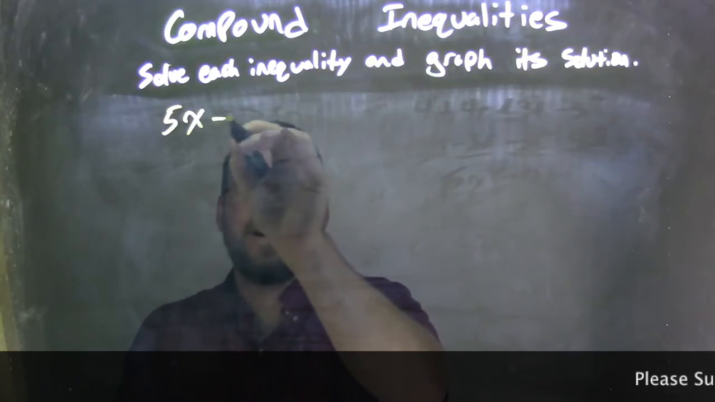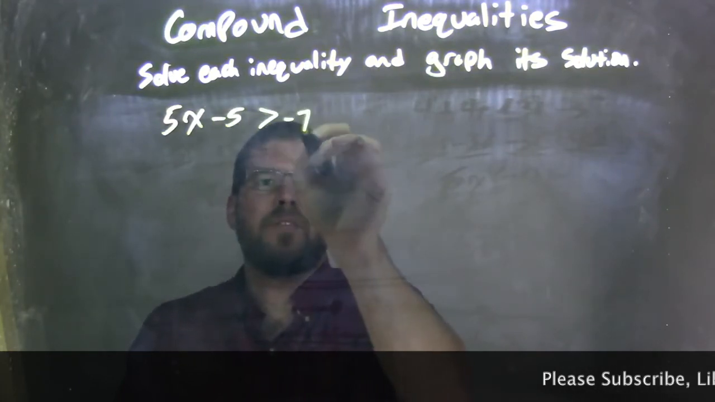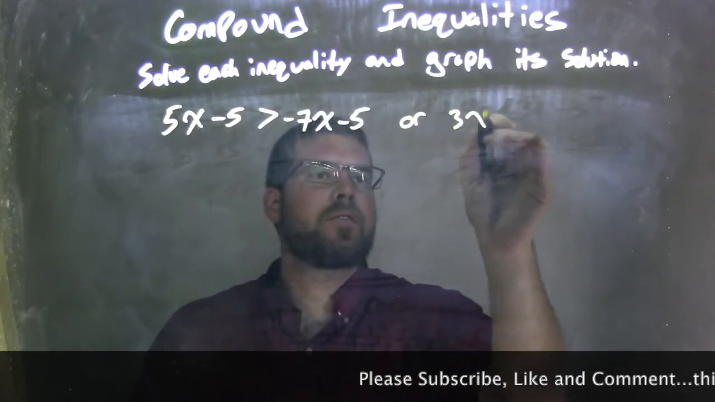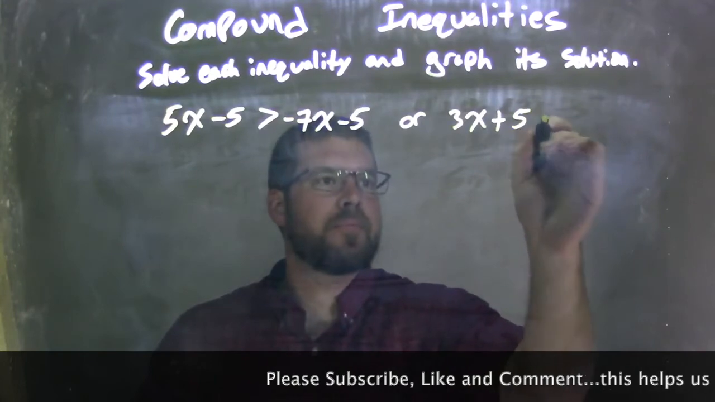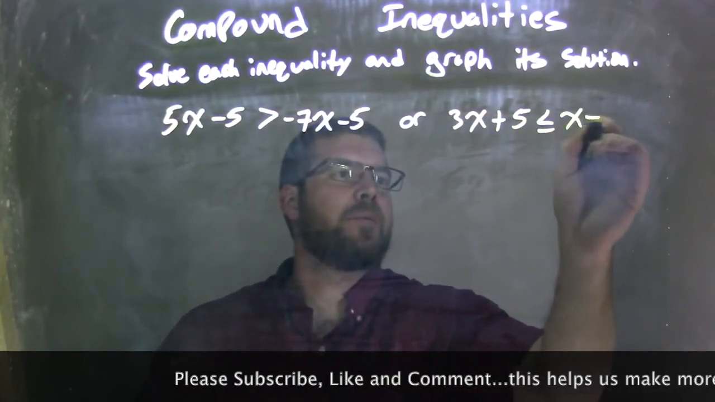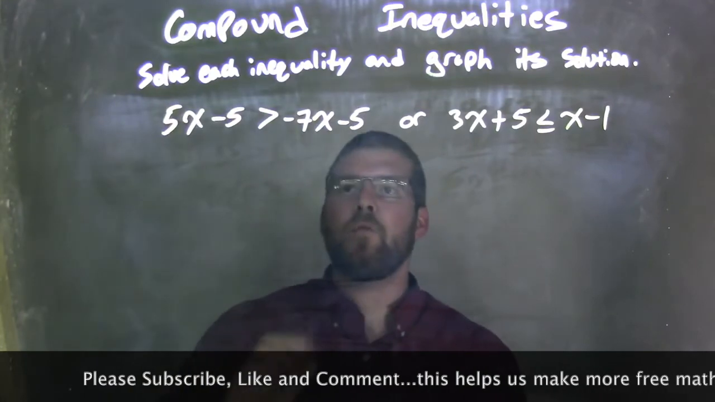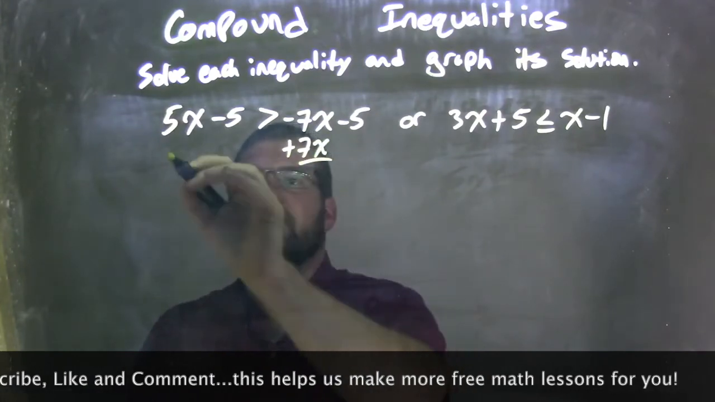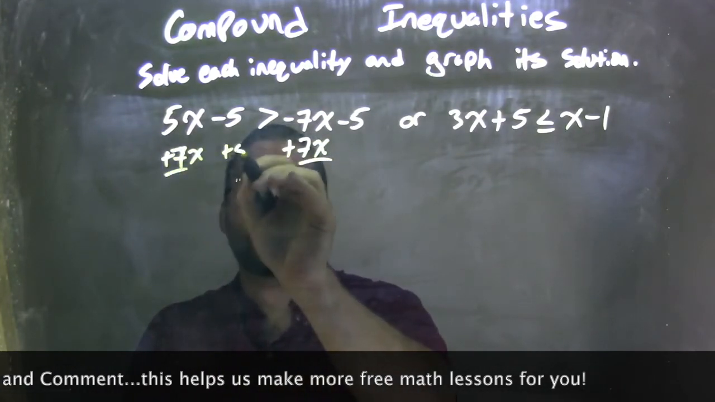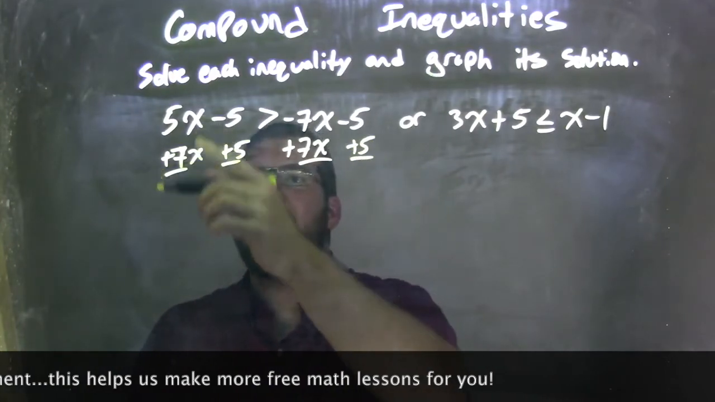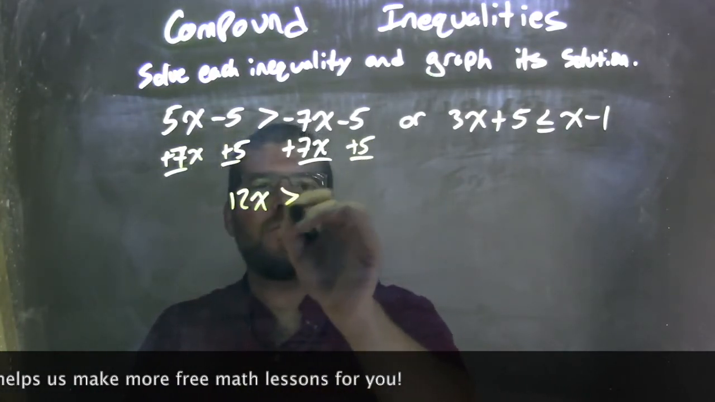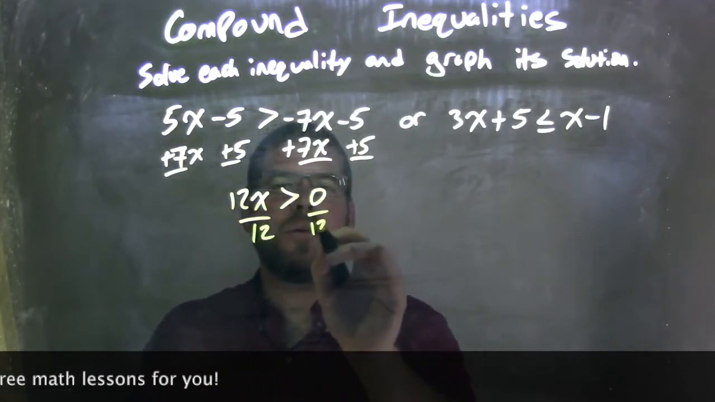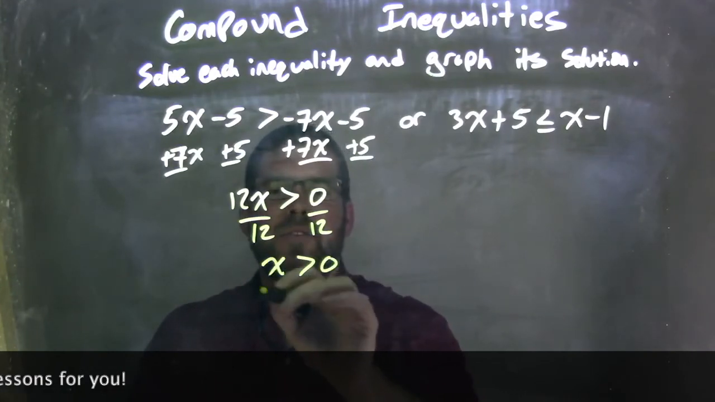5x minus 5 is greater than -7x minus 5, or 3x plus 5 is less than or equal to x minus 1. Well, my first goal is I'm going to solve each individually, so I'm going to solve this one first. I'm going to add a 7x to both sides, and I'm going to add a 5 to both sides as well. 5x plus 7x is a 12x. It's greater than. -5 plus 5 is 0. Well, if I divide by 12 to both sides here, 0 divided by 12 is 0, and we're left with just an x on the left.